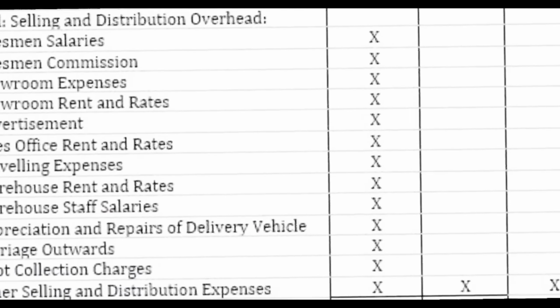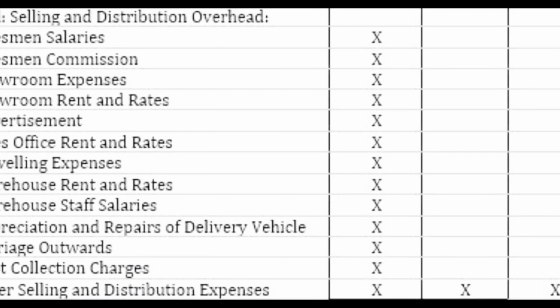Likewise, the last part is selling and distribution overhead. Under it we keep all the expenses related to selling and distribution. So it goes like this: salesman salaries, commission, showroom expenses, advertisement, traveling expenses, warehouse rent, carriage outward, etc.